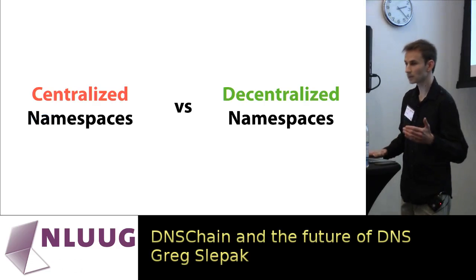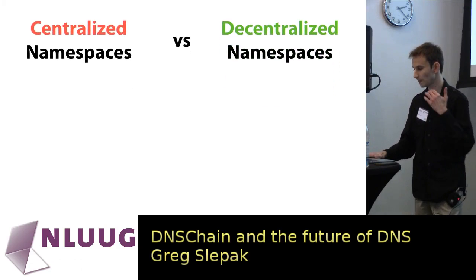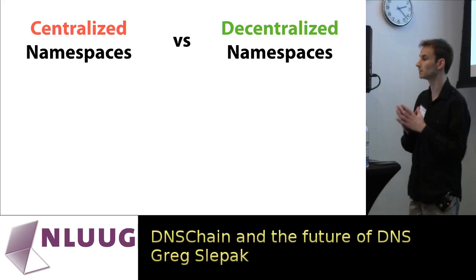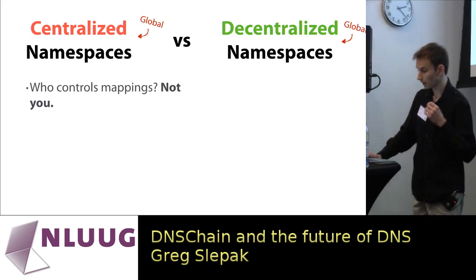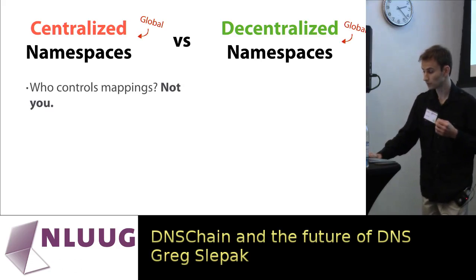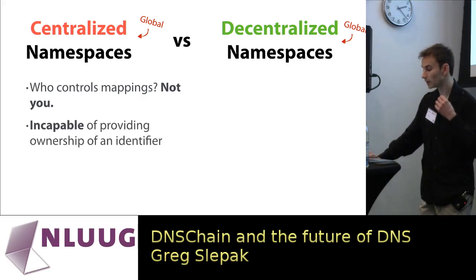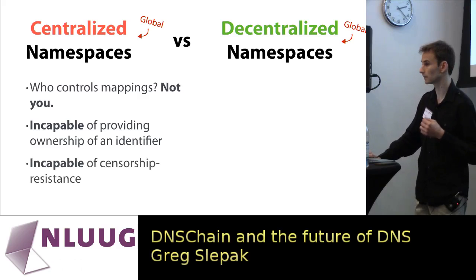This brings us to centralized namespaces versus decentralized namespaces. And specifically, I'm talking in the context of global namespaces, namespaces that are accessible from anywhere in the world. Centralized namespaces, who controls the mappings? Not you, unless you're running that namespace. They are incapable of providing ownership over an identifier to its users. And likewise, they're incapable of censorship resistance for the same reason.